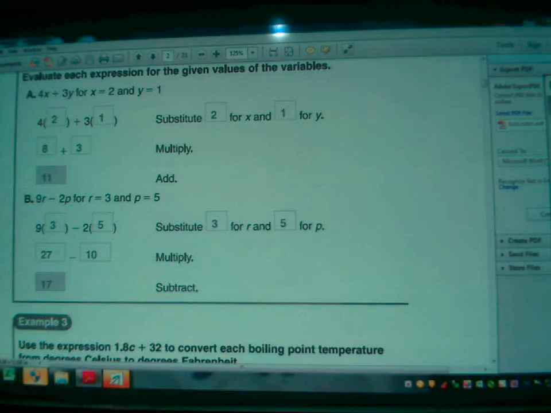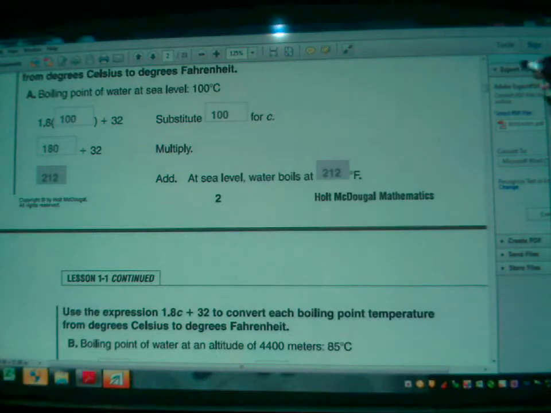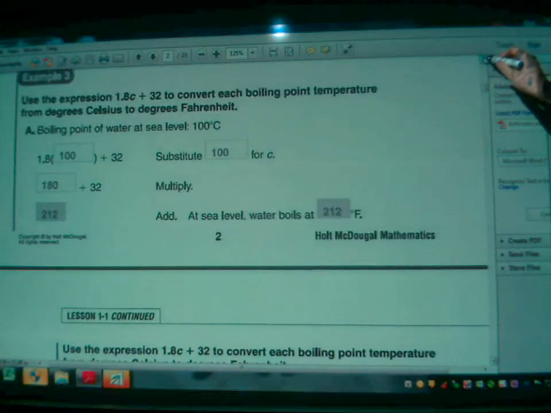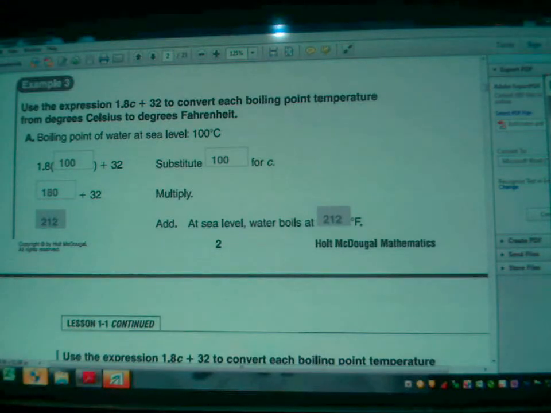Okay, let's go ahead and take a look now at example 3. In example 3, it's asking me to use the expression 1.8 times C plus 32 to convert each boiling point temperature from degrees Celsius to degrees Fahrenheit. Now this is a formula you will see in a regular math textbook. This is, as they've said, the formula. It doesn't work just for boiling point, it works for any temperature. This is the formula to convert anything from Celsius to Fahrenheit.